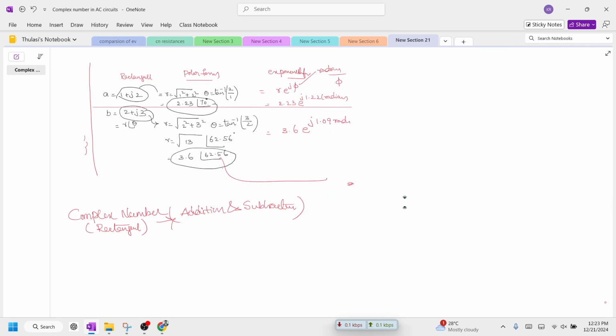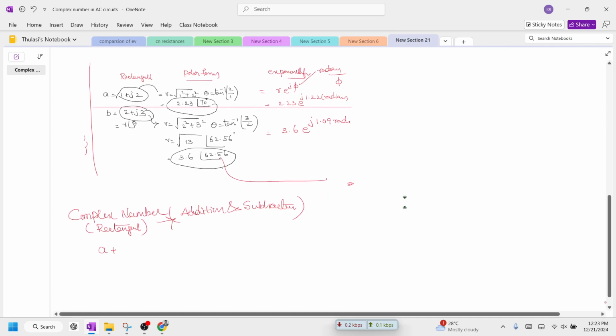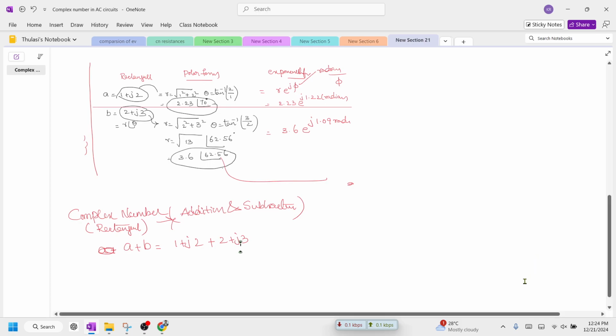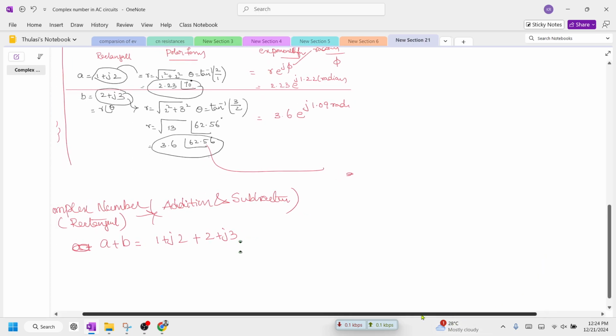So I'm defining a variable. I want to perform a plus b. Here a I can write as 1 plus j2, and b I can write as 2 plus j3. Okay, so here how I'm performing the addition, you can have a look.